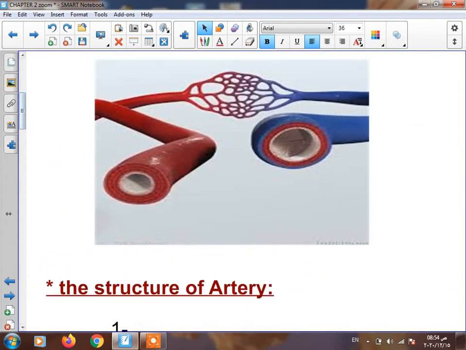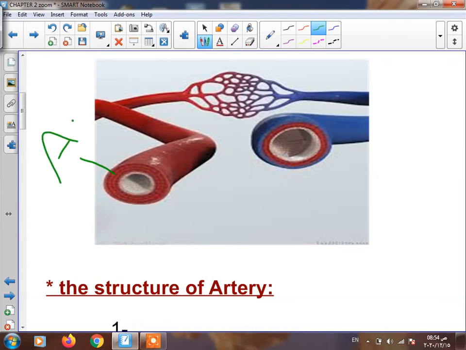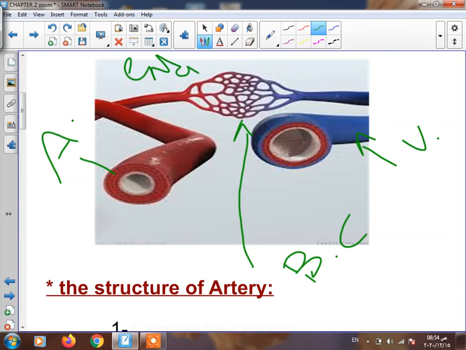of course the red is what? Artery. Blue is vein. So what is found between them? These blood capillaries. So blood capillaries are considered what? The end of the artery and the beginning of the vein. So, ending of artery and starting of vein.